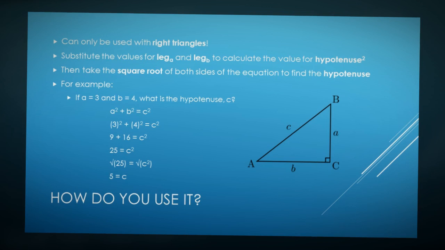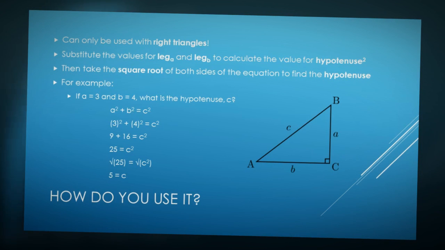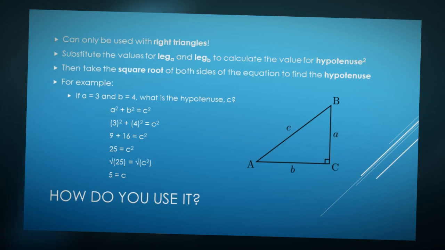How do you use it? First, it can only be used with right triangles. Second, substitute the values for leg 1 and leg 2 into the equation to calculate the value for hypotenuse squared. Then, take the square root of both sides of the equation to find the value of the hypotenuse.